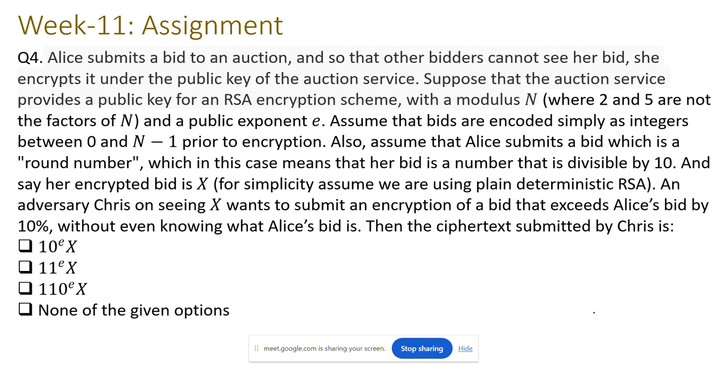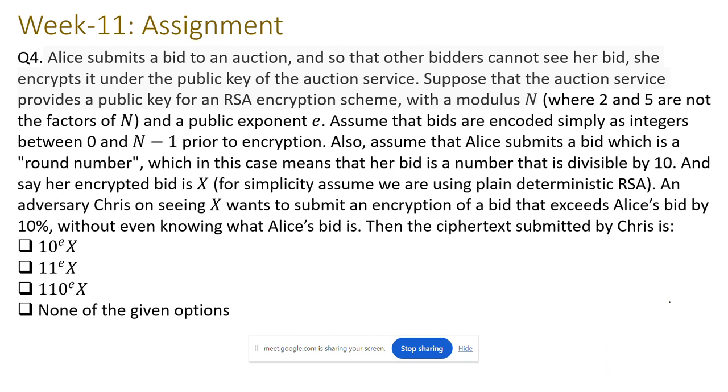An adversary Chris, on seeing x, wants to submit an encryption of a bid that exceeds Alice's bid by 10% without even knowing what Alice's bid is. Then the ciphertext submitted by Chris is... So we already know that the naive deterministic RSA cryptosystem is not CCA secure, right? It is malleable. Basically, the plain deterministic RSA ciphertext is malleable.